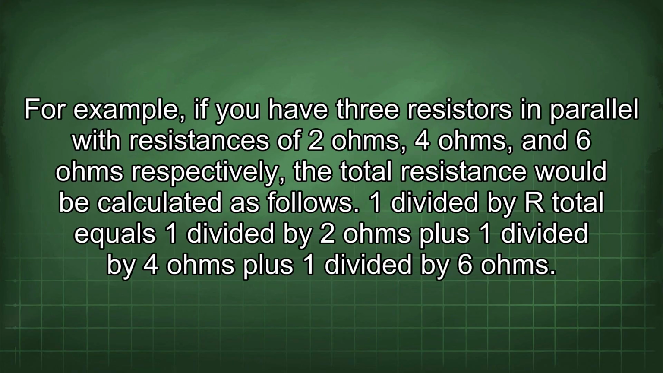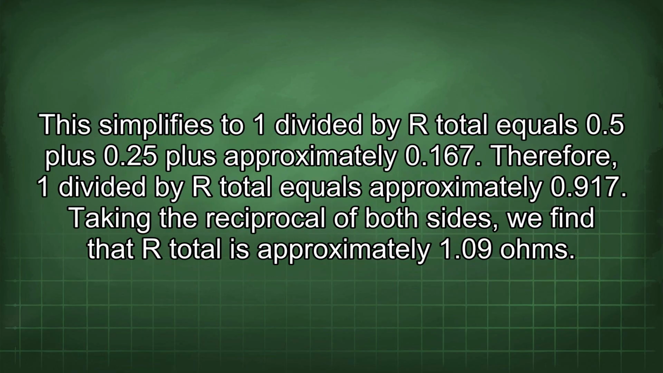For example, if you have 3 resistors in parallel with resistances of 2 ohms, 4 ohms, and 6 ohms respectively, the total resistance would be calculated as follows. 1 divided by R total equals 1 divided by 2 ohms plus 1 divided by 4 ohms plus 1 divided by 6 ohms. This simplifies to 1 divided by R total equals 0.5 plus 0.25 plus approximately 0.167. Therefore, 1 divided by R total equals approximately 0.917. Taking the reciprocal of both sides, we find that R total is approximately 1.9 ohms.